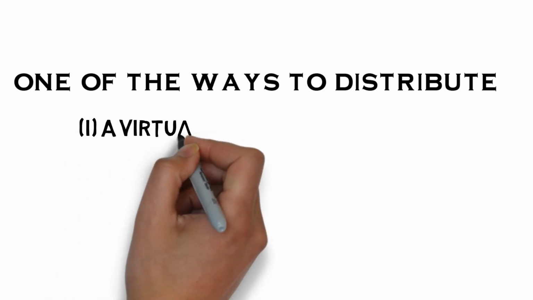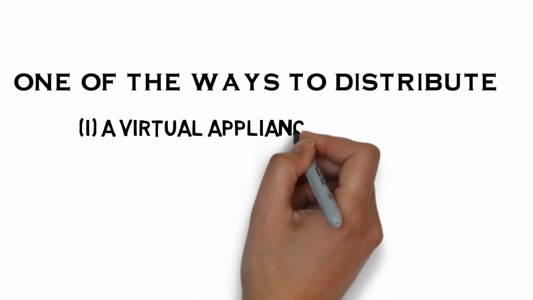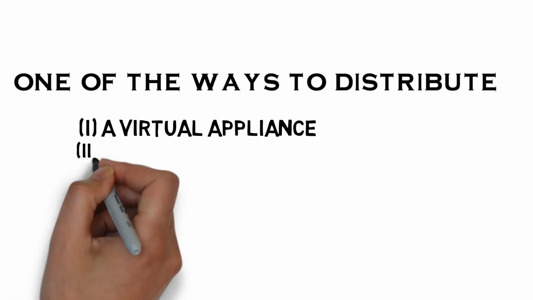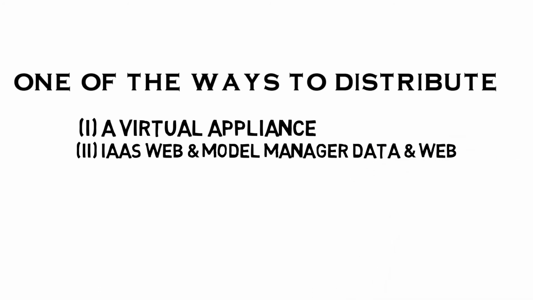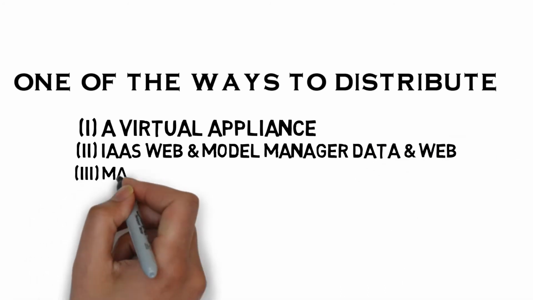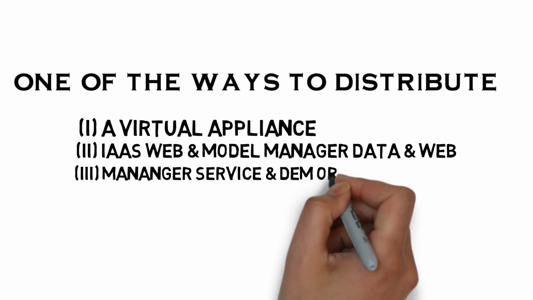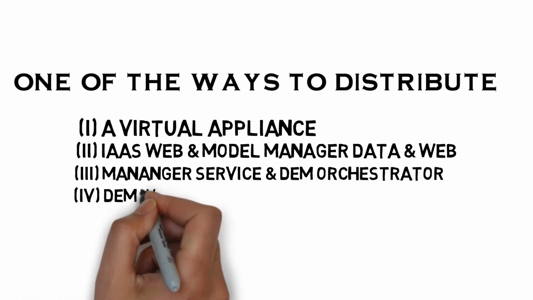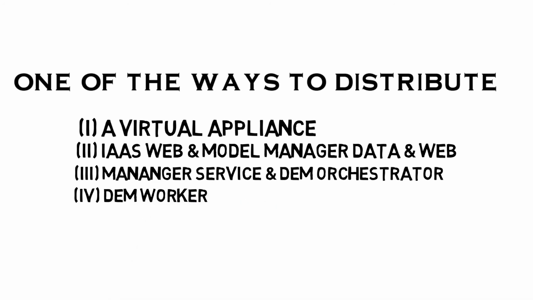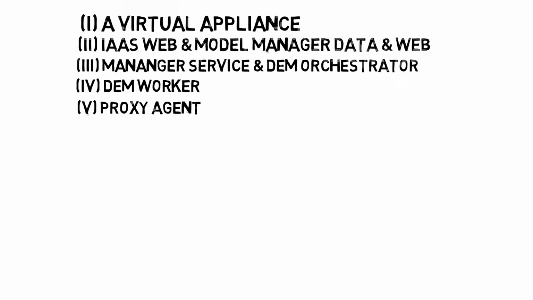First up, we're obviously going to have a virtual appliance. Second up, we can have the IaaS Web plus Model Manager Data plus Model Manager Web on a single virtual machine. On the third virtual machine, we can have the Manager Service plus the DEM Orchestrator. On the fourth virtual machine, we can have multiple instances of DEM Worker running. And on the fifth one, we are going to have a proxy agent. Now, this makes up for the distributed deployment, and it is used when the load is high and can't be handled by the minimal deployment.